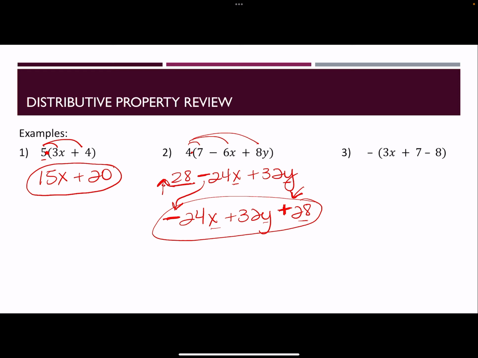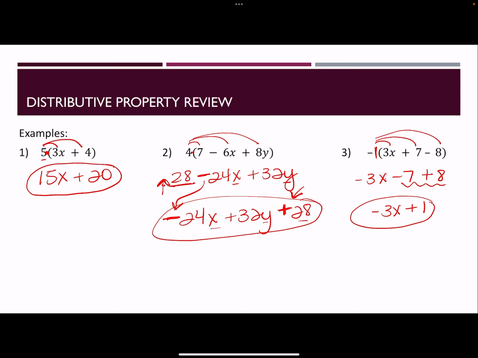Okay, let's try the third one. So now in the third one, I just have a negative out in front of the parentheses, but really that's like a negative 1. So I'm really just distributing a negative 1. So negative 1 times 3x, negative 1 times 7, and negative 1 times negative 8. And then again, I think about my standard form. My x term should come first, but now I have some stuff that I can combine. I have some like terms. So there's my final answer.